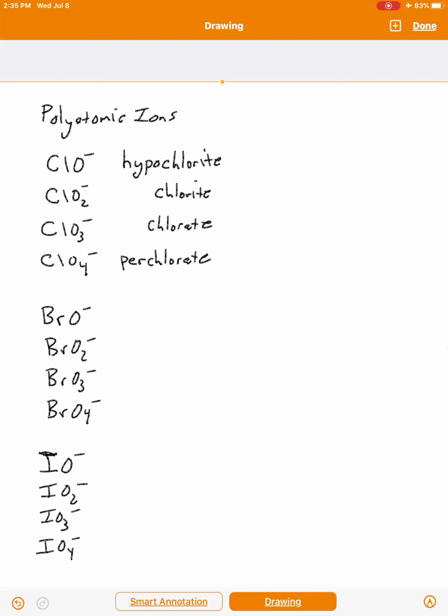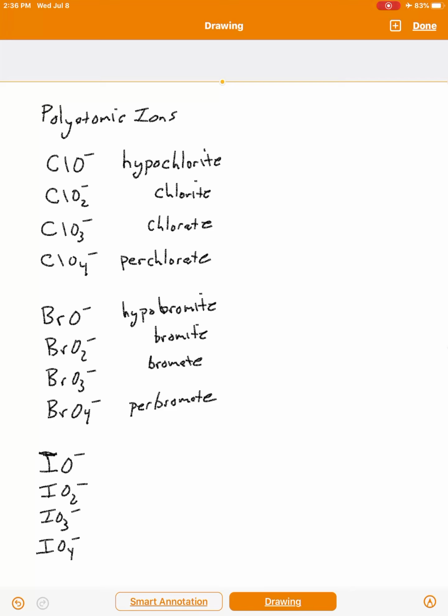Okay? Now here's what's nice about that. The other 2 sets do exactly the same thing. We just change it from chlorine to bromine or iodine. So this one oxygen is hypo, but now it's bromite. Second one, you drop the hypo, bromite. Third one, you change the ending to ate, bromate. Fourth one, you add the per, perbromate. Okay? So hypobromite, bromite, bromate, perbromate.